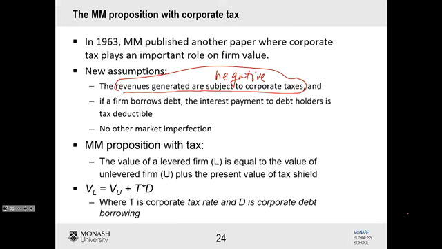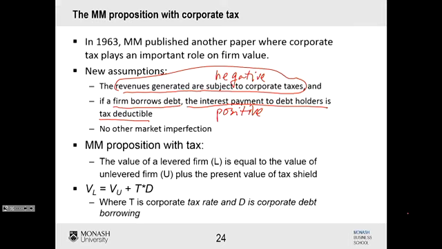If I borrow, how am I going to reduce the amount of tax I pay? Think about the EBIT, right? Earnings before interest and tax. Tax is counted after the interest payment has been made. So that's my positive effect on the reduction of tax payment. If the firm borrows, the interest, or the payment to the debt holder, is tax deductible.